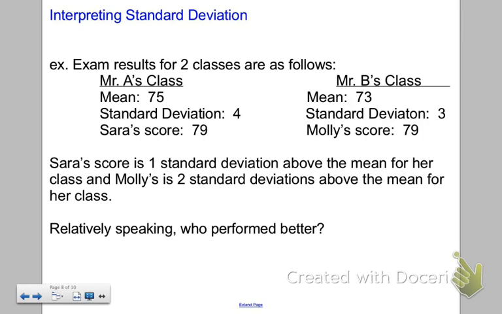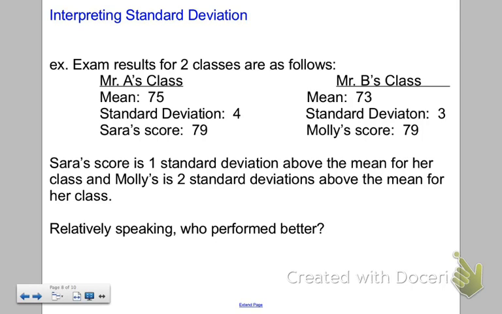In Mr. B's class, the mean was 73. The standard deviation was 3, and Molly's score was 79. So, if Molly and Sarah met outside in the hallway afterwards, and asked each other, what did you get on the test? They both got a 79. So they're thinking they did just as well as each other.